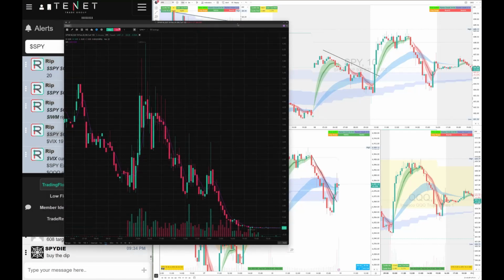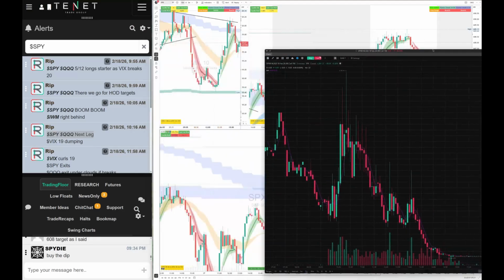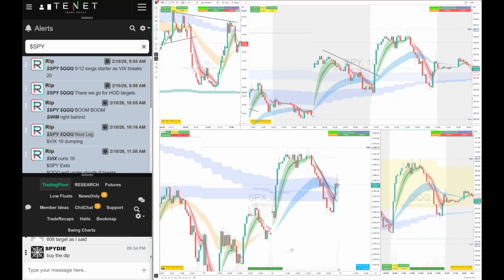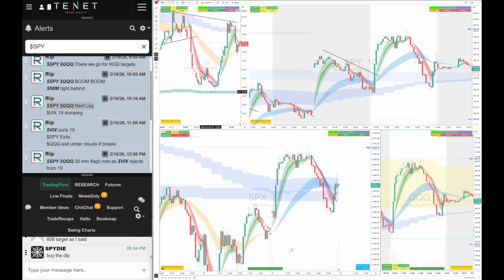Just wanted to talk about it, and then what happened later in the day. So let's look at what happened later in the day. Later in the day, we got a double bottom here on the VIX. Double bottom, you see that? We break the Ripster 512 clouds.